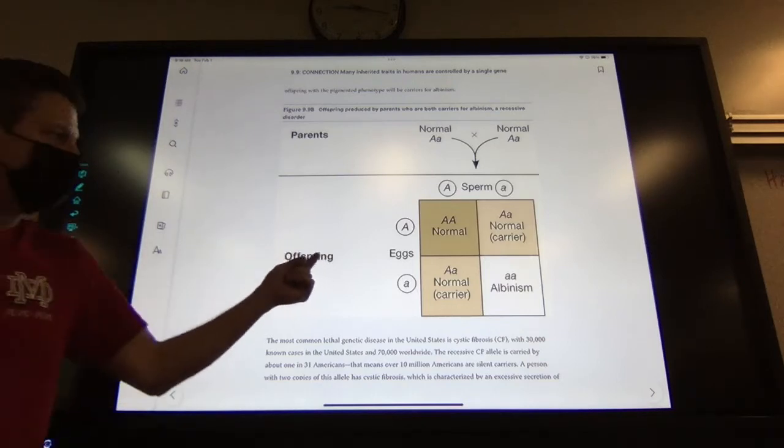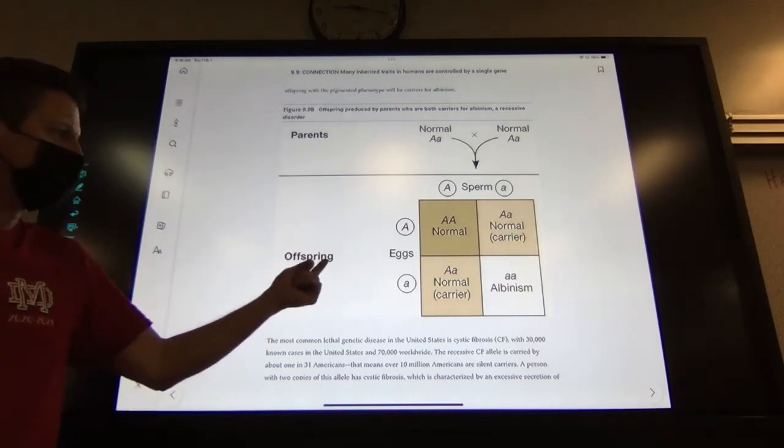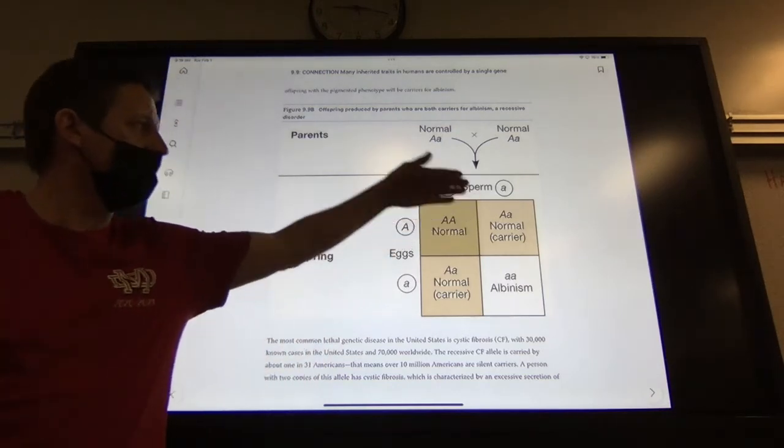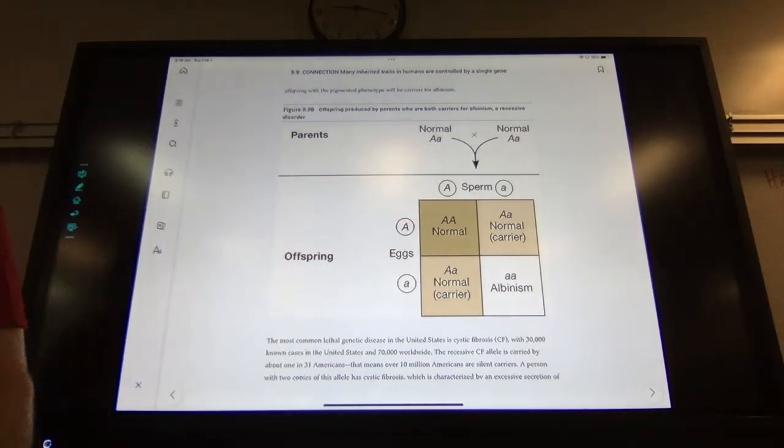And you can see that the offspring are inside the box. The egg and the sperm are on the top and the left of the box. And since all genes come in pairs, and we know in meiosis these homologous chromosomes get separated into a gamete, an egg or a sperm.